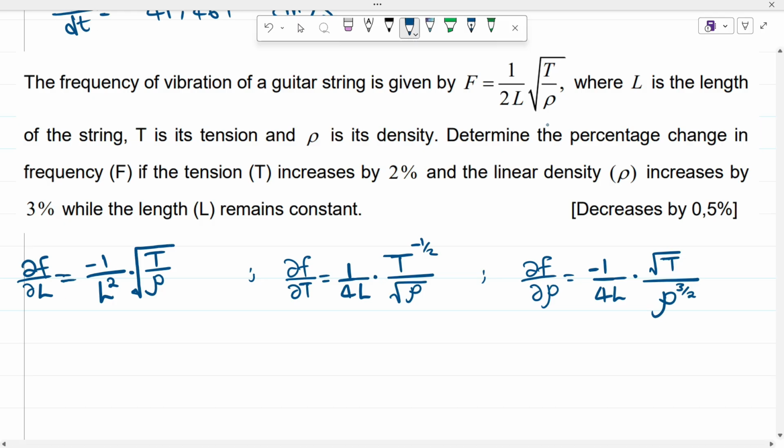So they say determine the percentage change in frequency if tension increases by that. So tension is increasing by 2% and then linear density is increasing by 3%. The length remains constant, so L does not change. So change in L is 0. So our change in L is equal to 0. And then we calculate for this one.